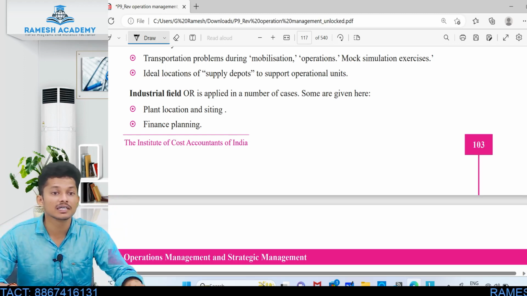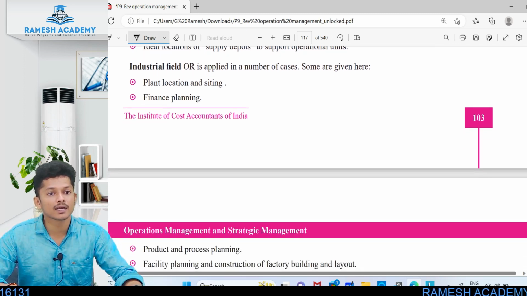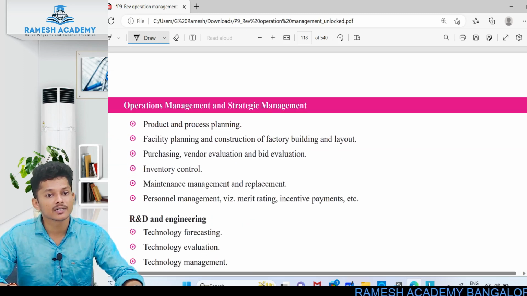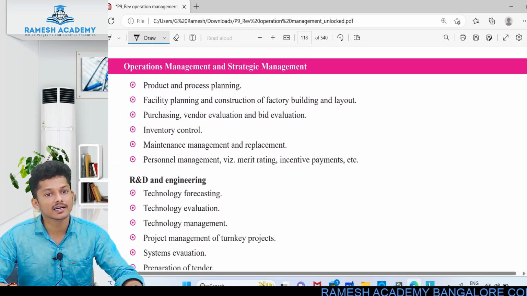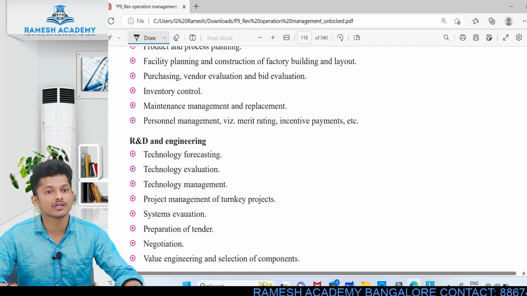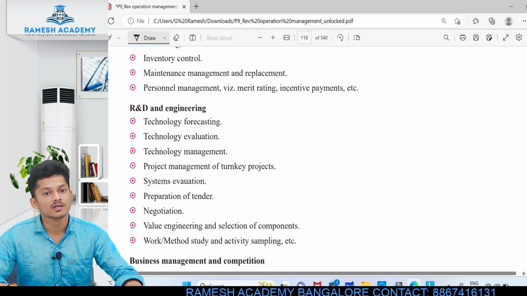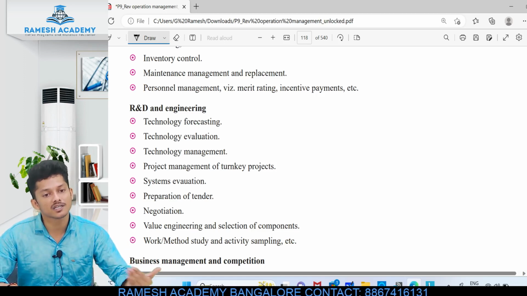Okay, third one now, industrial field. OR is applied in a number of cases. Some are given below. Plant location and siting, finance planning, product and process planning, facility planning and the construction of factory building and layout, purchasing, vendor evaluation and bid evaluation, inventory control, maintenance management and replacement, personnel management, that is merit rating, incentive payments. Okay, so simple, general points, general topic it is.